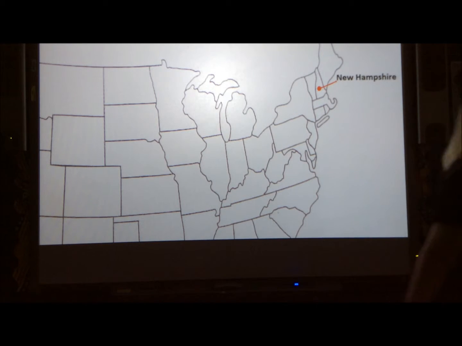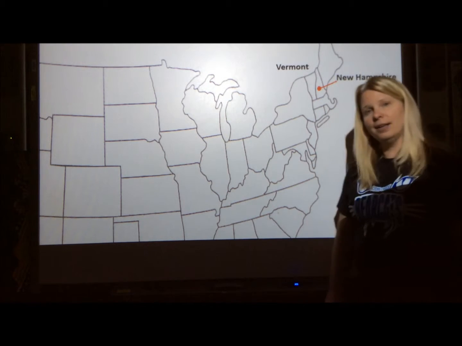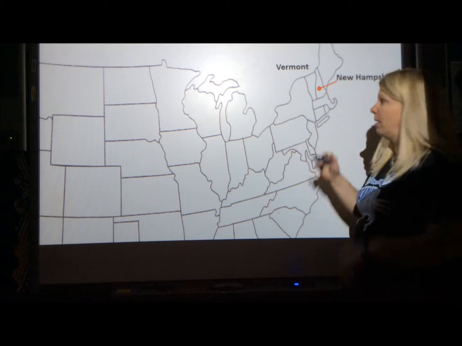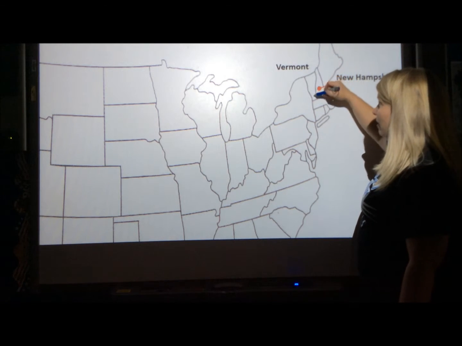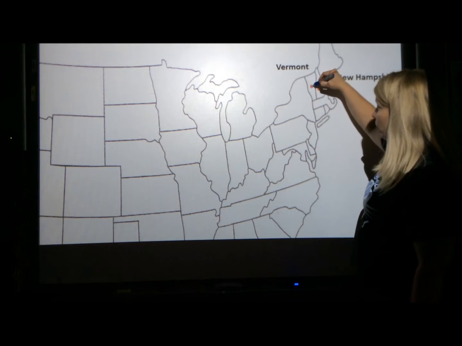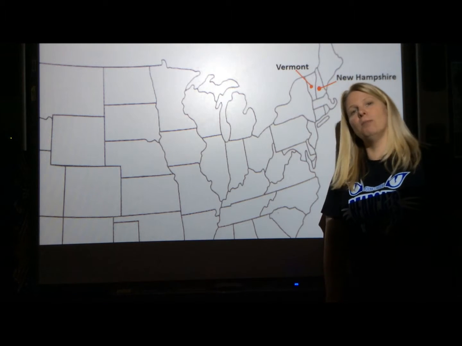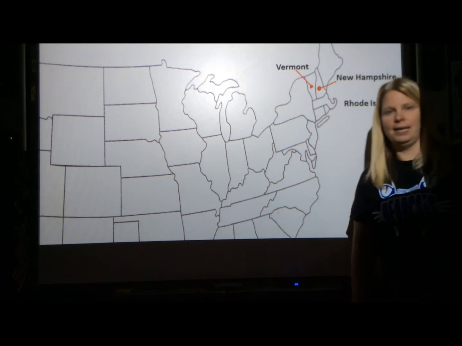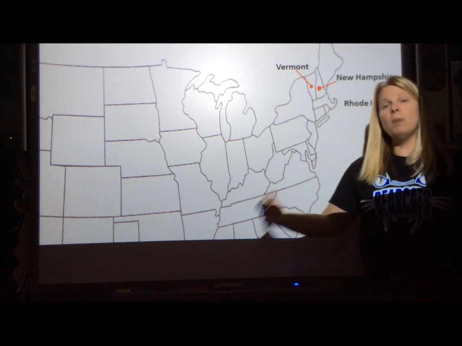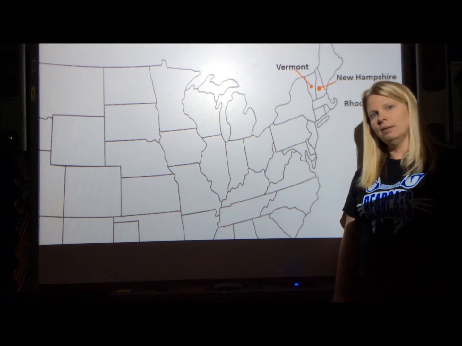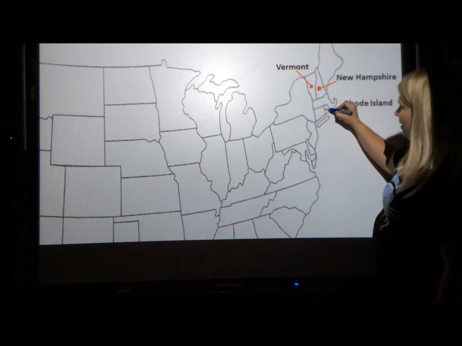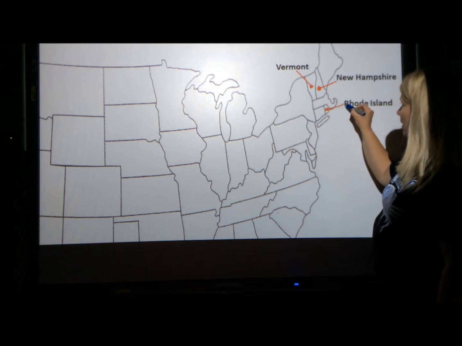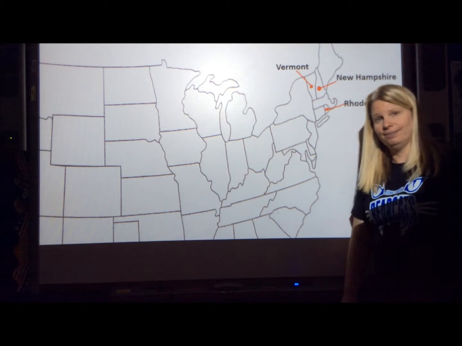The next state you're going to do is Vermont. Now there's a little key with this one too. A lot of people get Vermont and New Hampshire mixed up. Vermont looks like a V, see? So we're going to put our dot and our line, and that's Vermont. The next state is Rhode Island. Rhode Island is the smallest state. Can you find it up here? I'm sure you can. See here? That little area right there is Rhode Island. So put your dot in the middle of it and a line out to Rhode Island.